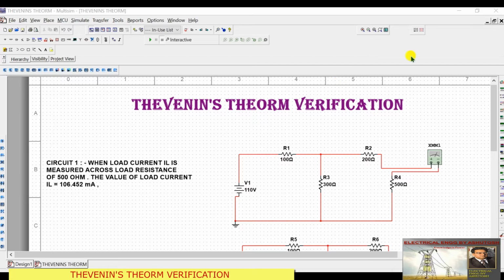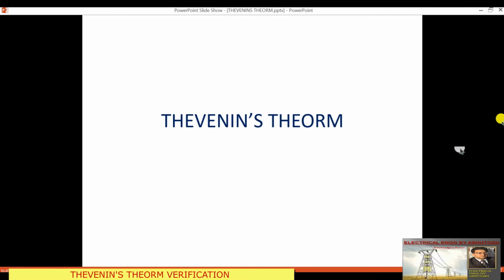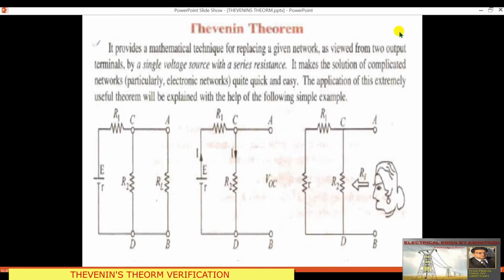What is Thevenin's theorem? Now we just go to the PPT. You can see here the statement of Thevenin's theorem: it provides a mathematical technique for replacing a given network as viewed from two output terminals by a single voltage source with a series resistance. It makes the solution of complicated networks, particularly electronic networks, quite quick and easy. The application of this extremely useful theorem will be explained with the following simple example.